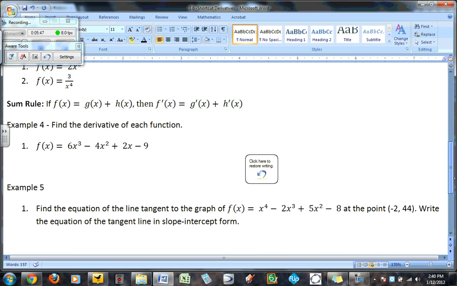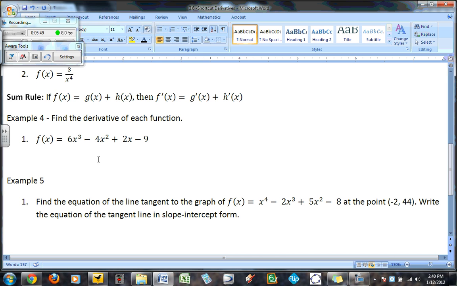So it says find the derivative of each function. I just give you one function here. And all it means is that we're just going to take each of these separately. So in this one, we know we bring the 3 to take this guy's derivative. We bring the 3 down and multiply it by 6. So we get 18x. Decrease the power by 1. So 18x squared. Minus then, again, bring this power down, multiply it by its constant. So 8x. Subtract this power by 1. All right, and that's just 8x.